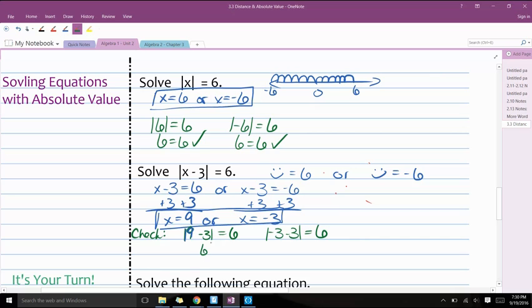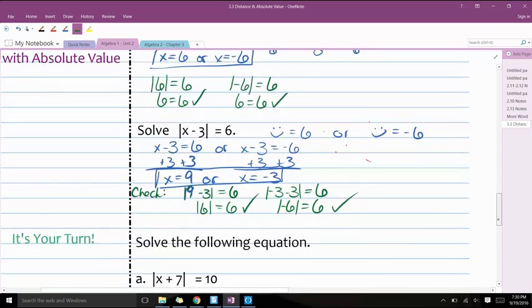Well, 9 minus 3 is 6. And is the absolute value of 6, 6? Sure is. Okay, how about here? -3 minus 3, that's -6. Is the absolute value of -6, 6? Sure is. Okay, great work, guys.